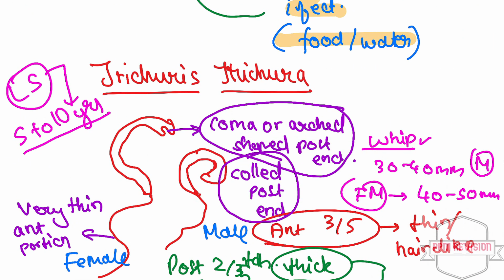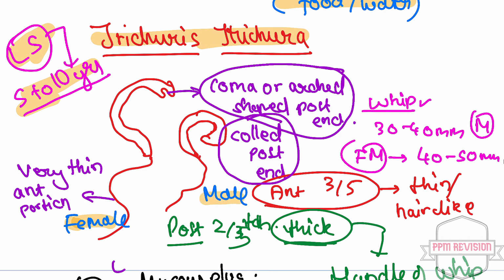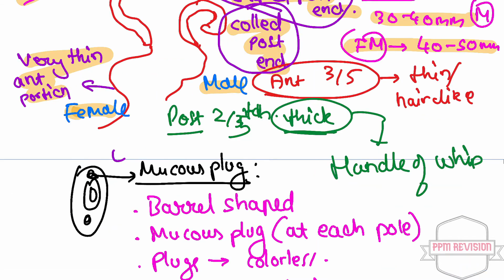So now quickly revising, we spoke about Trichuris trichiura. It has a lifespan of 5 to 10 years, and we have the female and the male. The male is smaller, 30 to 40 millimeter. The female is 40 to 50 millimeter. The female is comma or arc shaped in the posterior end, whereas the male has a coiled posterior end, and it has a very thin anterior portion. The posterior 2/5 is thick and resembles the handle of the whip, and the anterior 3/5 is thin and hair-like.